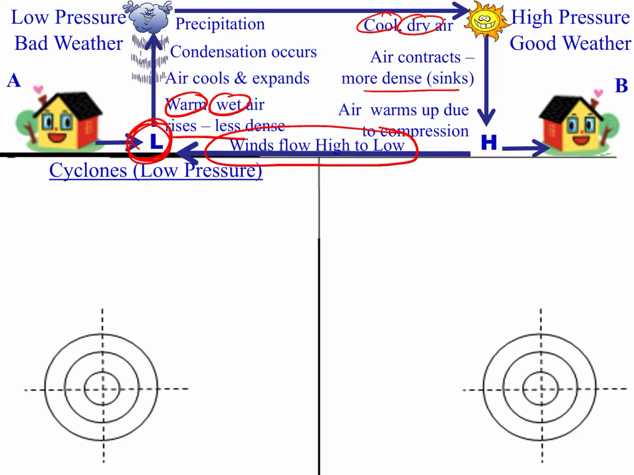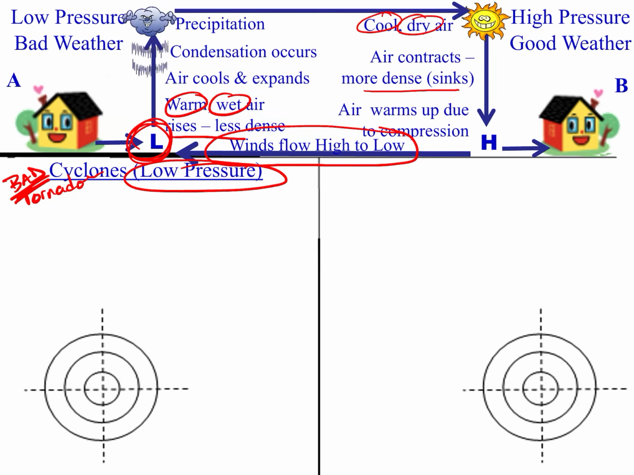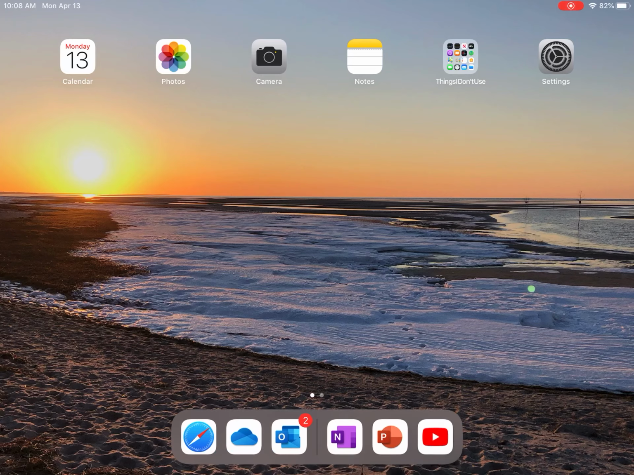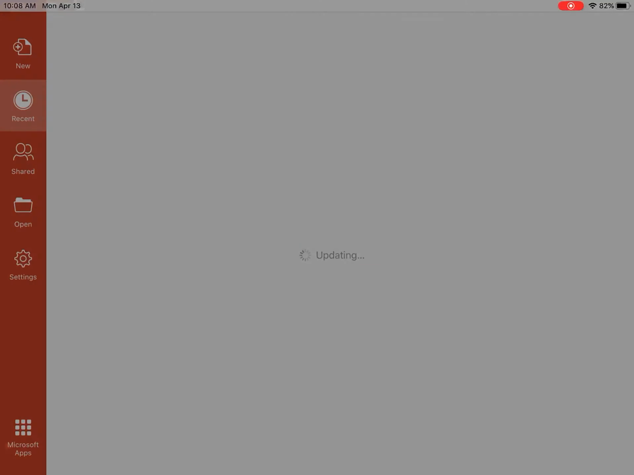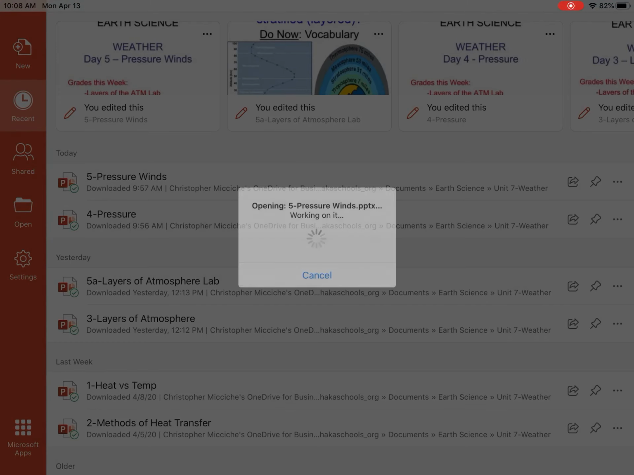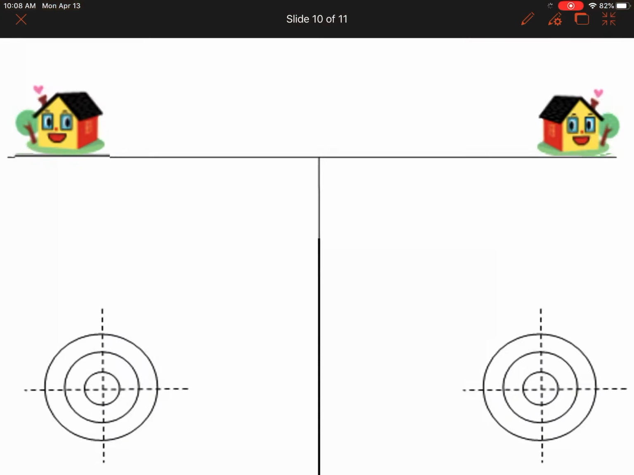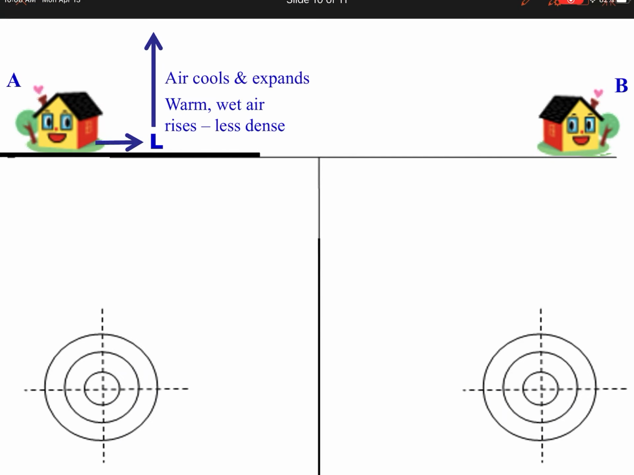Okay, so a couple other things we got to talk about. Cyclone. You guys have heard of tornadoes, right? And when you hear of tornadoes, you think of a cyclone. Well, last time I checked, that is bad weather. So that is your low pressure systems. It doesn't have to be a tornado. It could be any bad weather. Any bad weather is going to be considered to be your cyclone.